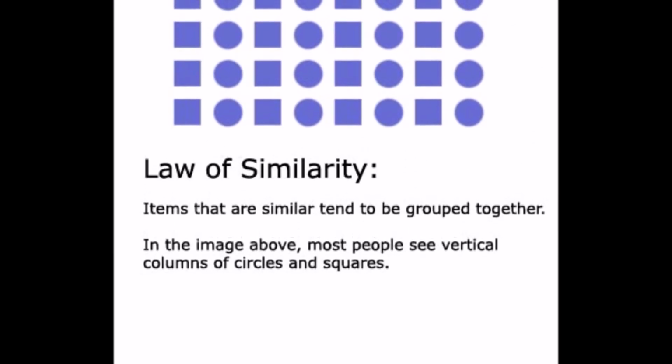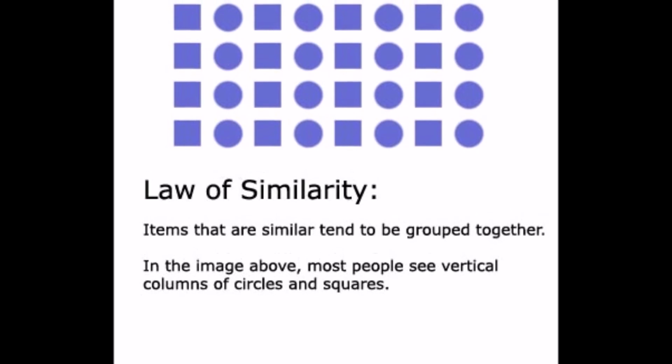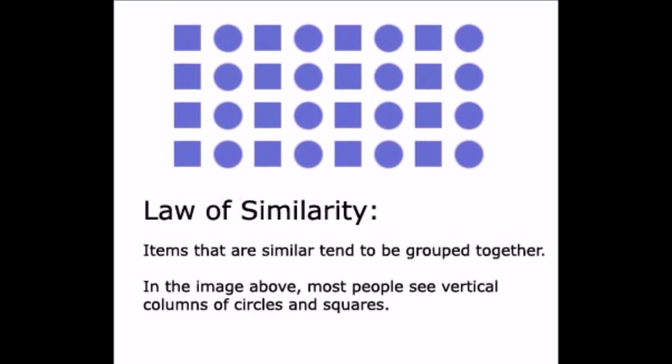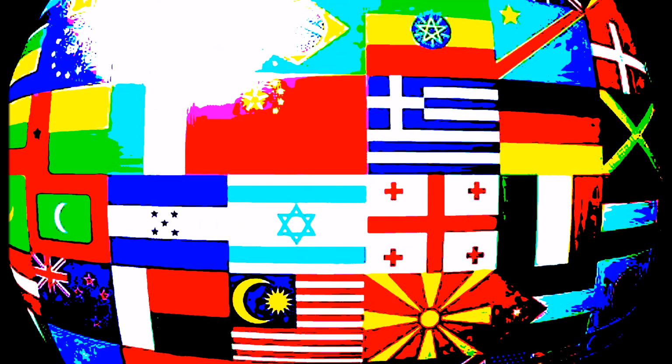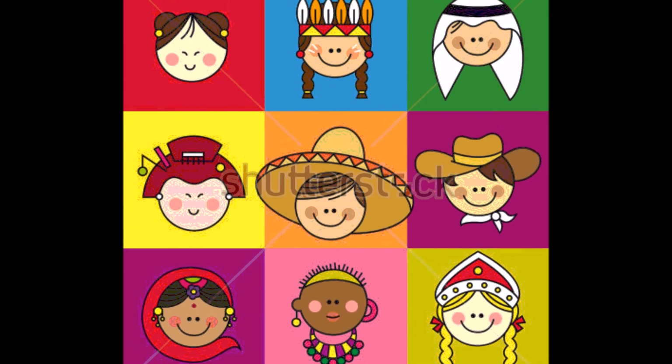Similarity simply means that our brain groups things together that look similar to each other. This principle is the reason why we can group a collection of circles and squares differently. It is also the reason why we group people of different races and nationalities into their own separate categories.